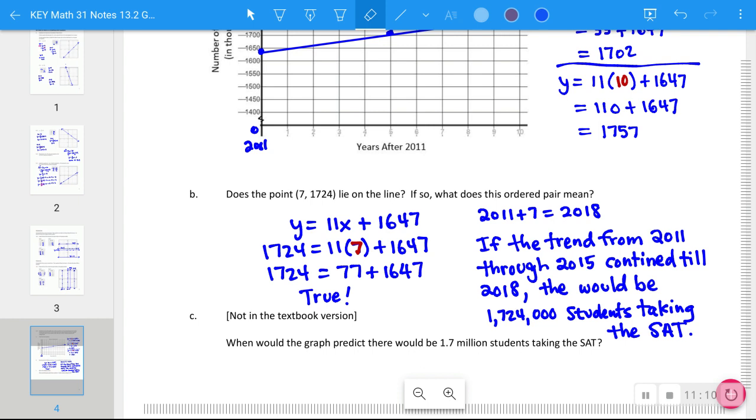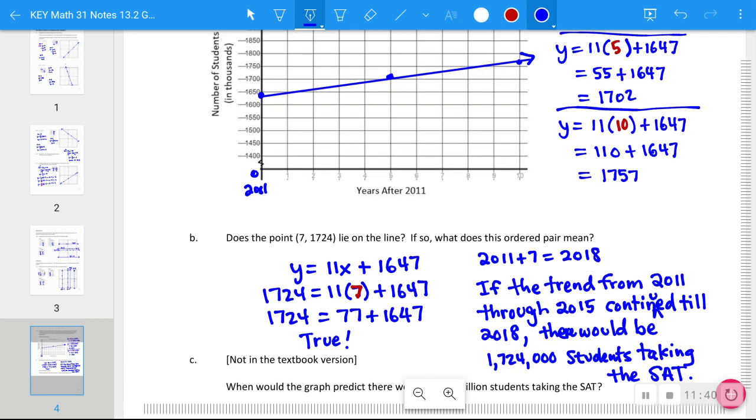So all that you can put into this sentence here is, if the trend that the data showed from 2011 through 2015 were to continue, I think I misspelled continue there, until 2018, sheesh, wrote that quickly, there would be 1,724,000 students taking the SAT. This 1724 is on this y-axis, and you'll notice up there that it says this is in thousands. So I had to include the extra zeros on the end of that number to get the right value.